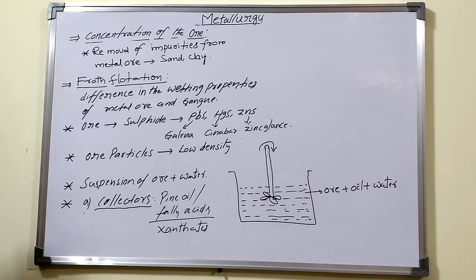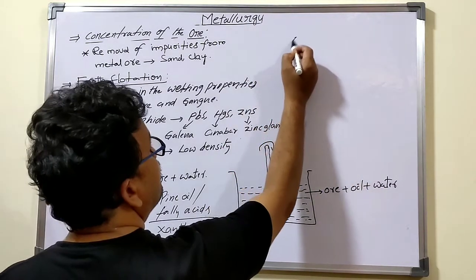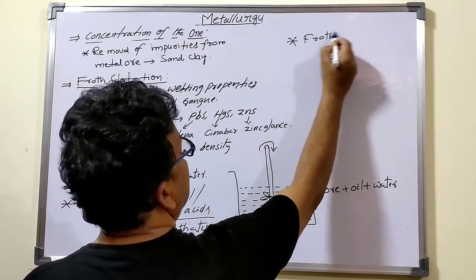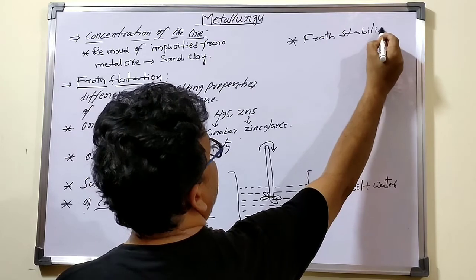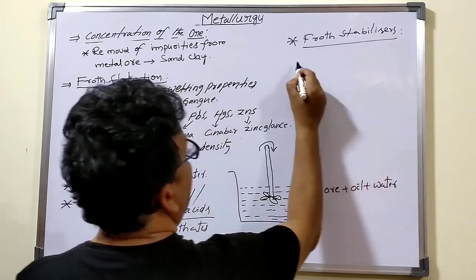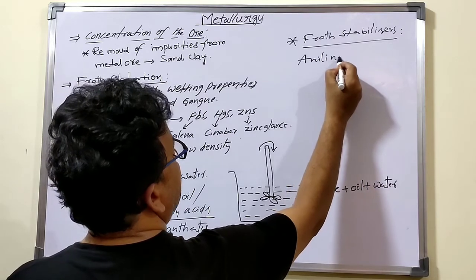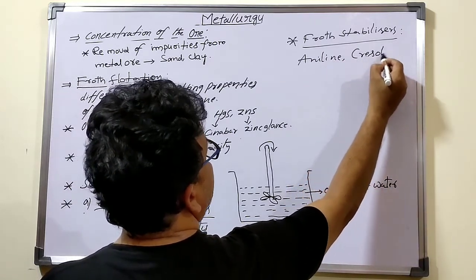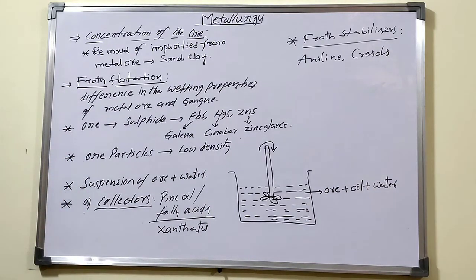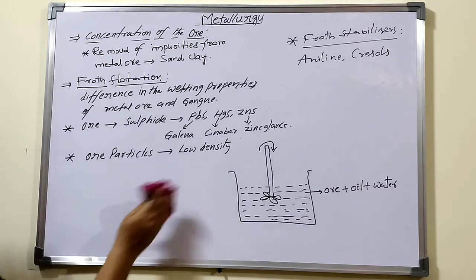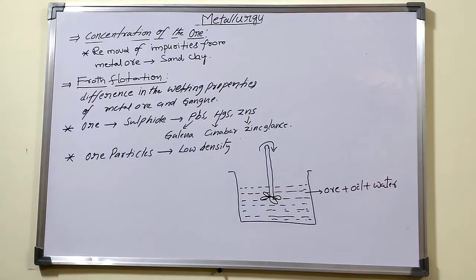And froth stabilizers we are using are aniline and cresols. Aniline is nothing but amines, and cresols. So this can make the method perfect. Now what are the activities of these collectors and froth stabilizers? So here we are going to discuss this in detail.